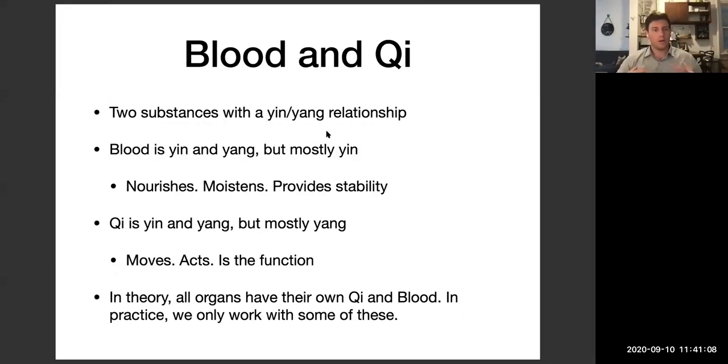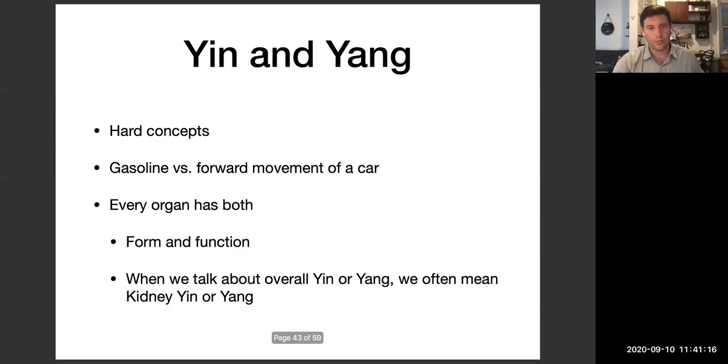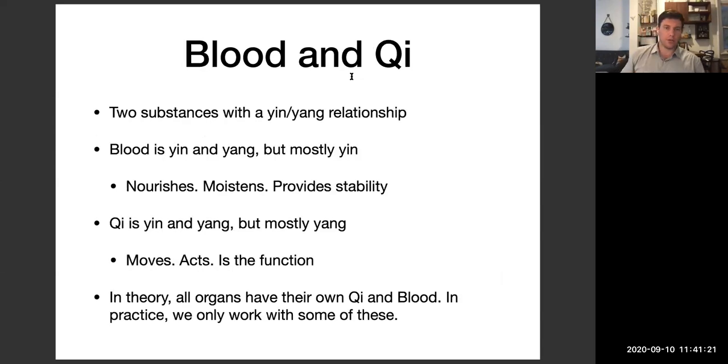We're going to see this over and over again throughout the semester and throughout your entire education, that many aspects of the body and pathology fit into these yin-yang pairs. So we have this very obvious one. Yin and yang are clearly a yin-yang pair by definition, but blood and qi are also a yin and yang pair. Blood is yin and yang, but mostly yin; it nourishes, moistens, and provides stability. And qi is yin and yang, but mostly yang. So our actions, our movement, the functioning of the organs is going to be largely qi.